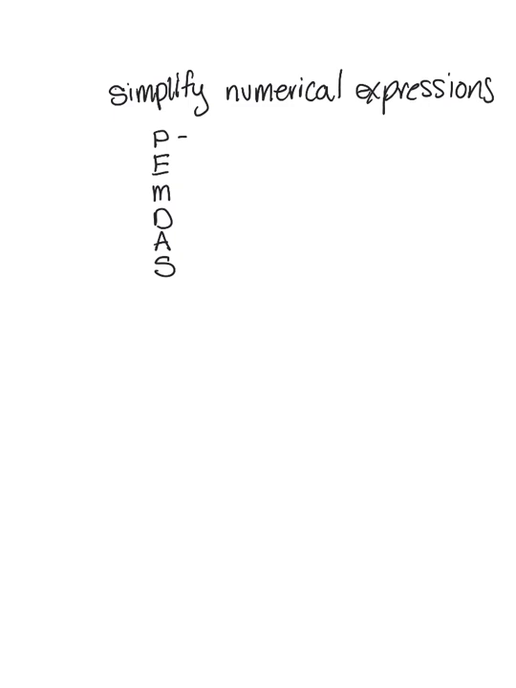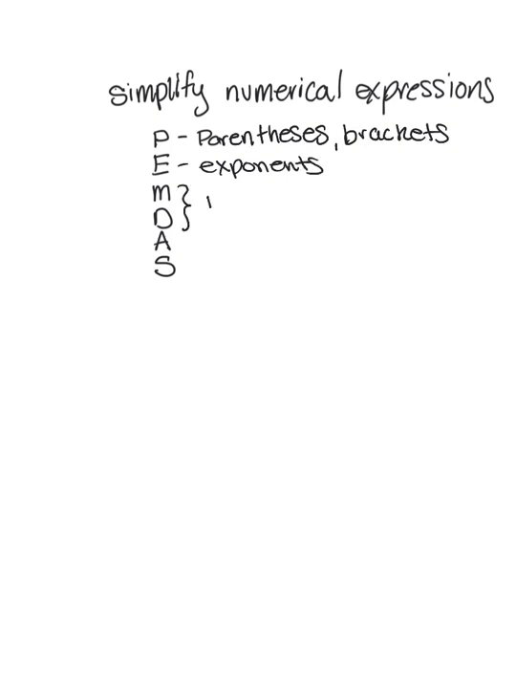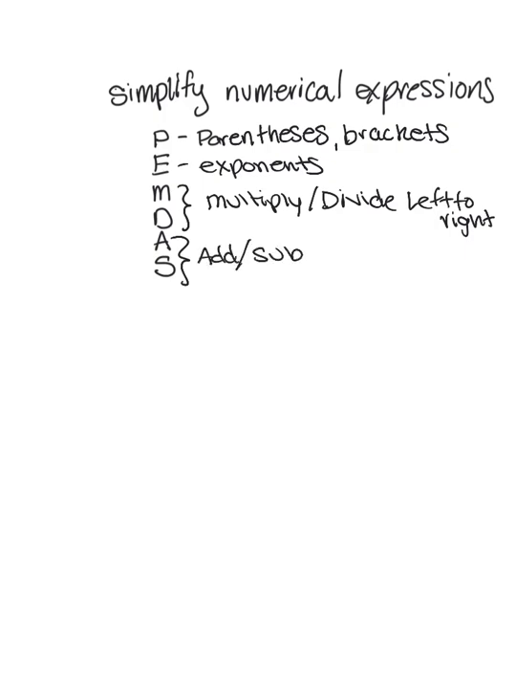With the order of operations, you need to do parentheses, which includes all of your grouping symbols, parentheses, brackets, then exponents. You need to multiply or divide left to right, whichever comes first. And then you need to add or subtract left to right, whichever comes first.